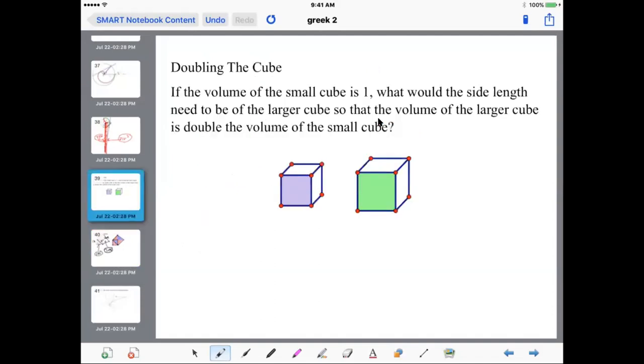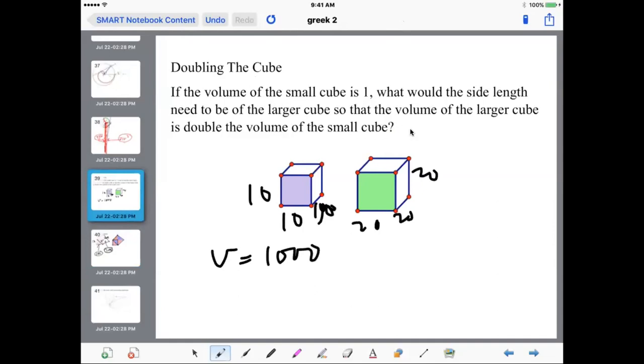But doubling the cube is a lot harder because the volume is 1,000 if it's 10 by 10 by 10. If I make this 20 by 20 by 20, what would its volume be? If I make the second cube double the side length, it would be 8,000. So that's not doubling the cube, right?